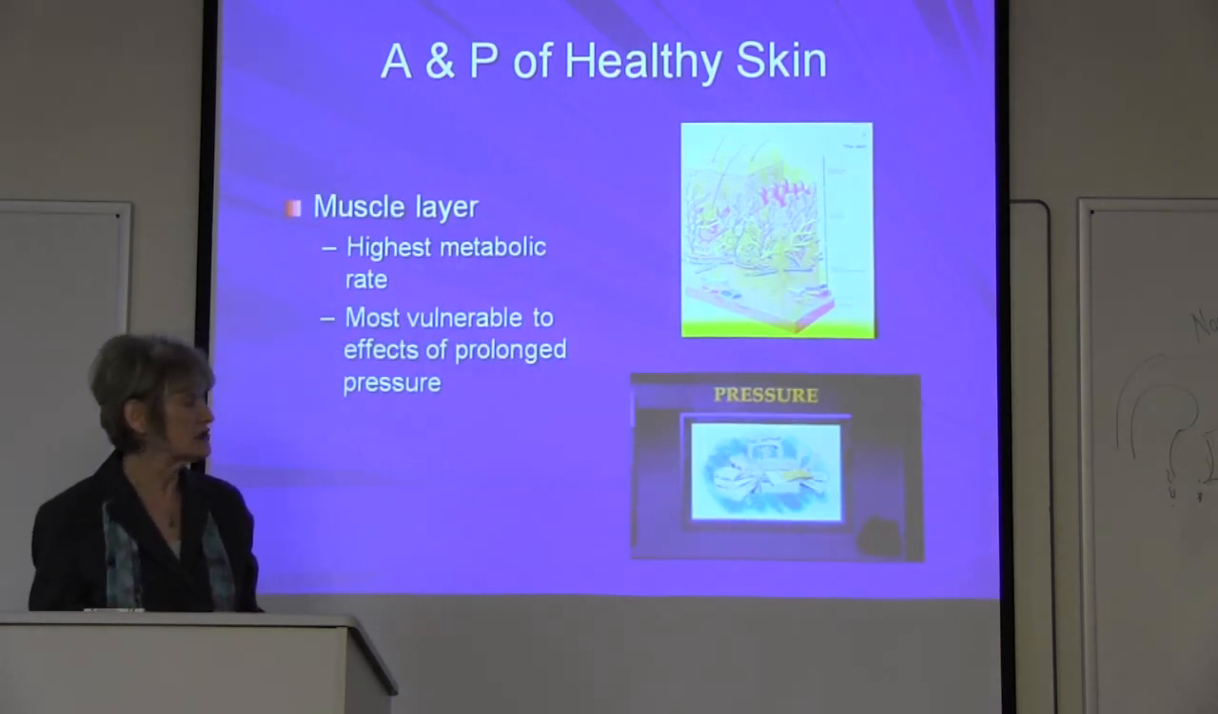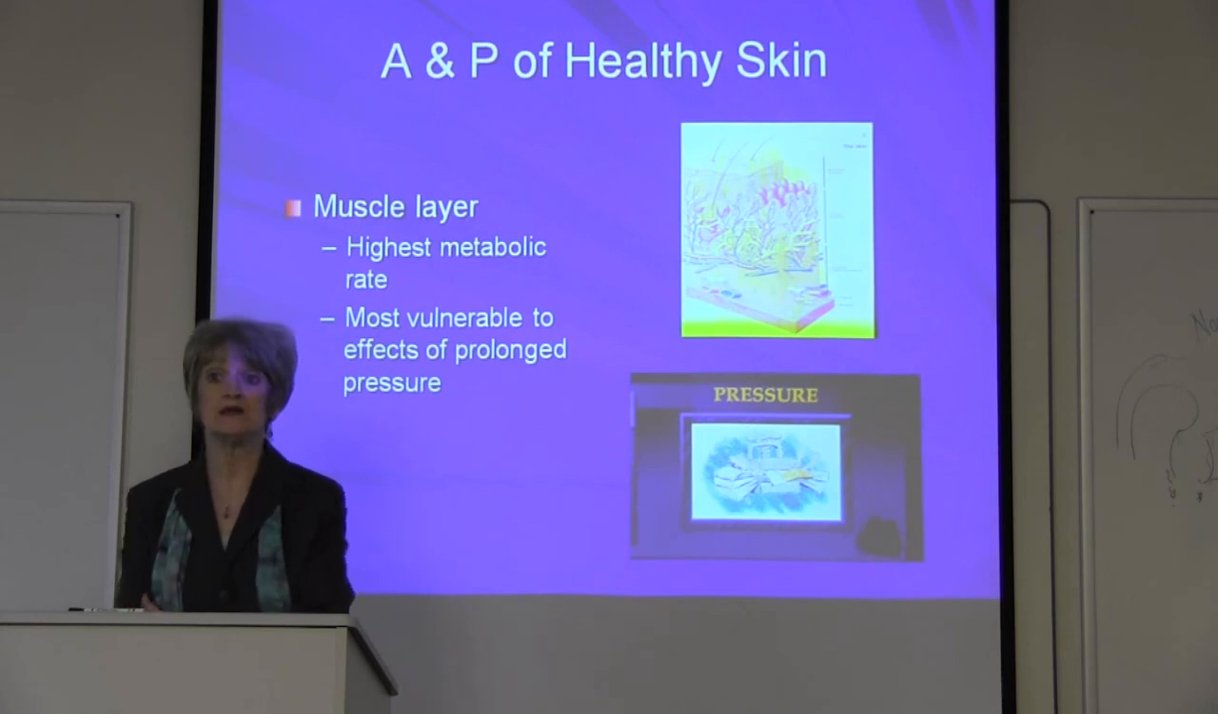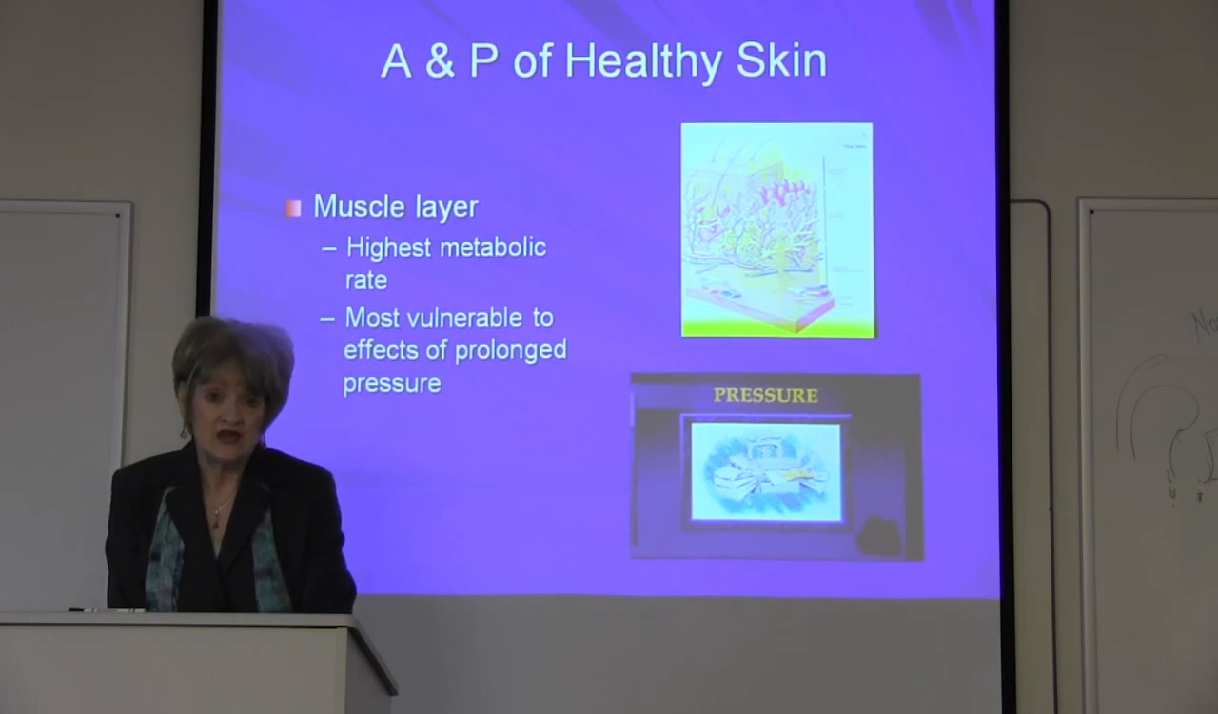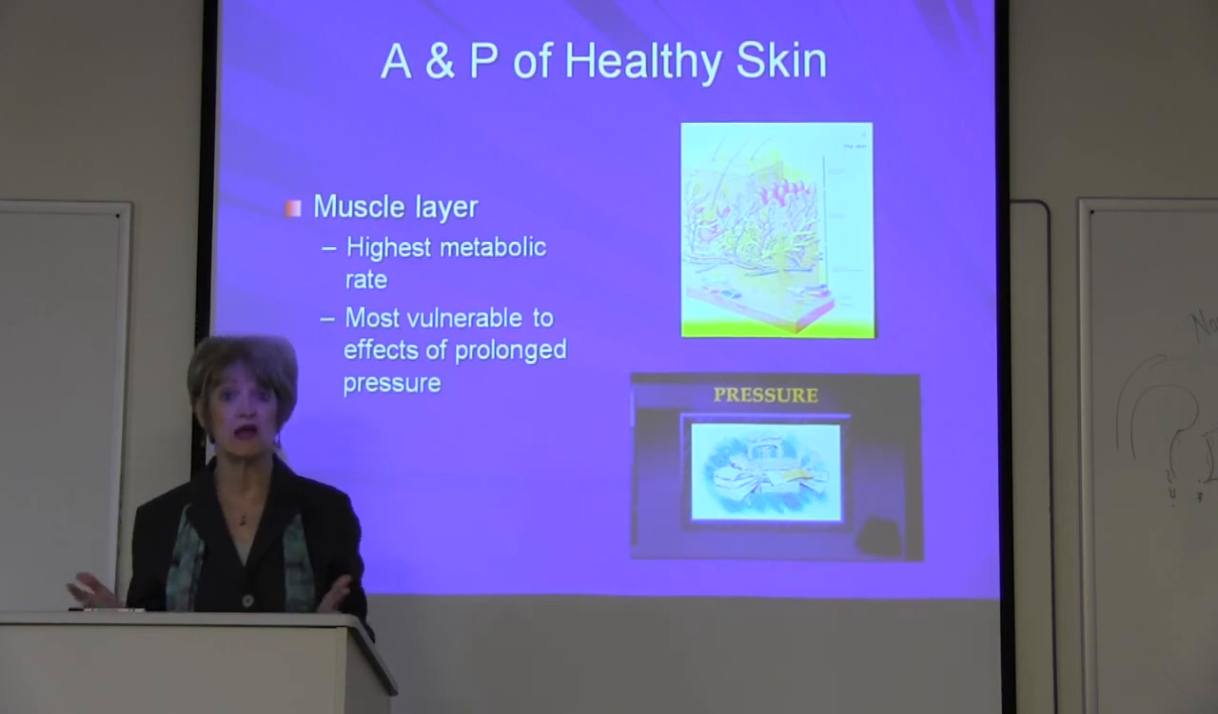Now, the last layer we're going to talk about is the fascia muscle layer, which of course sits right next to the bone. The important thing about the fascia muscle layer, and specifically the muscle layer, is that our data to date indicate that out of all the skin and soft tissue layers, the muscle layer is the layer that's most vulnerable to tissue compression and to loss of blood flow. And that makes sense because the muscle layer has the highest metabolic rate.